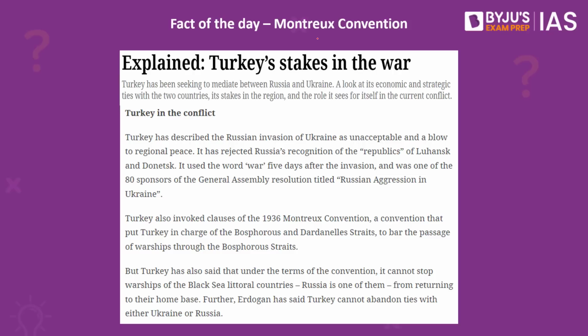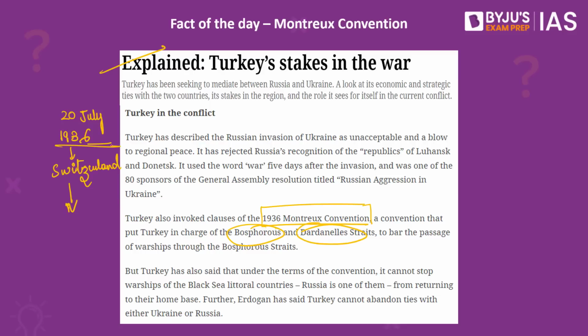Moving on to the fact of the day for today, which is Montreux Convention. Why this topic? This article in the Indian Express newspaper talks about Turkey's stakes in the Russia-Ukraine war. And this very article has a mention of the Montreux Convention regarding the regime of straits, which is often known as the Montreux Convention. So what exactly is this Montreux Convention? This is an international agreement governing the Bosphorus and Dardanelles Strait in Turkey. This convention was signed on the 20th of July 1936 at the Montreux Palace in Switzerland, but it came into effect on the 9th of November 1936.